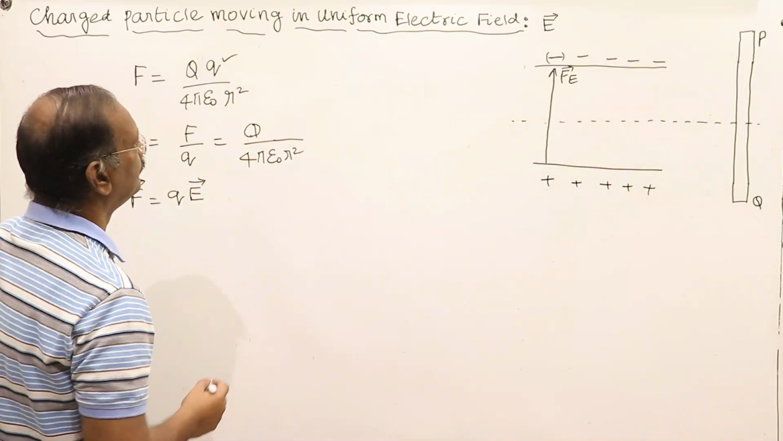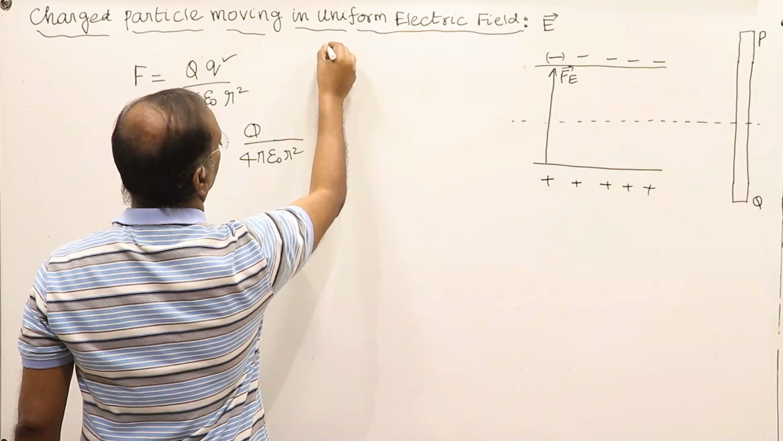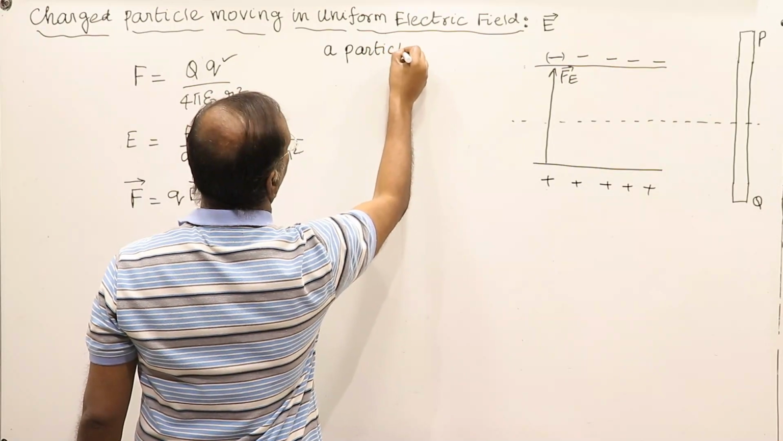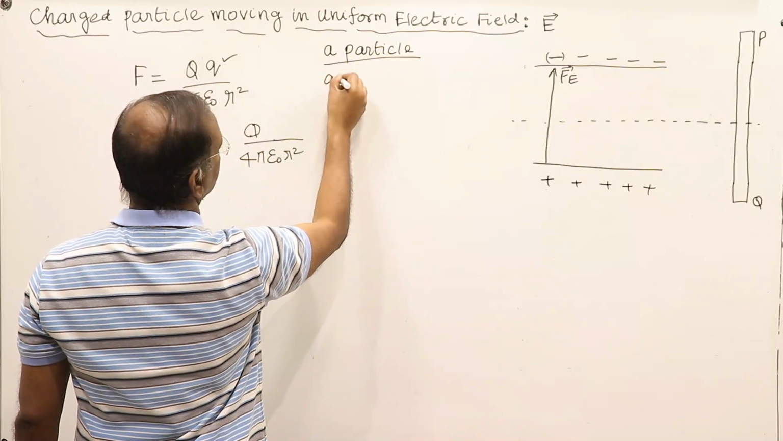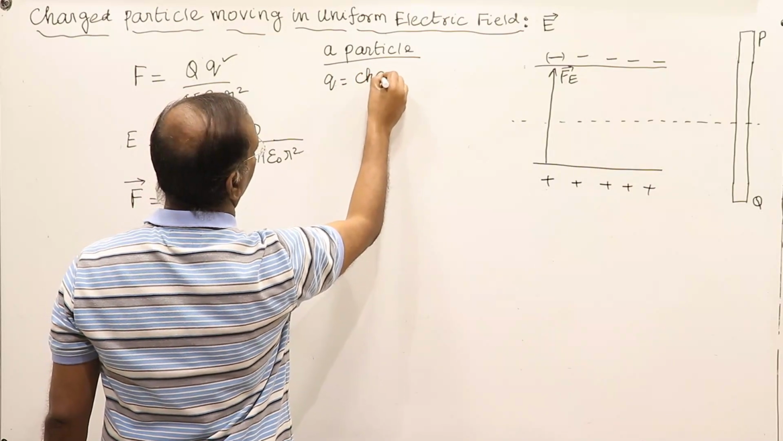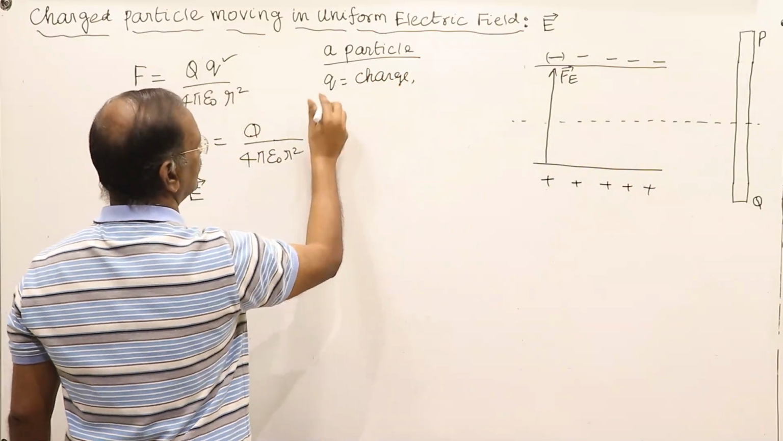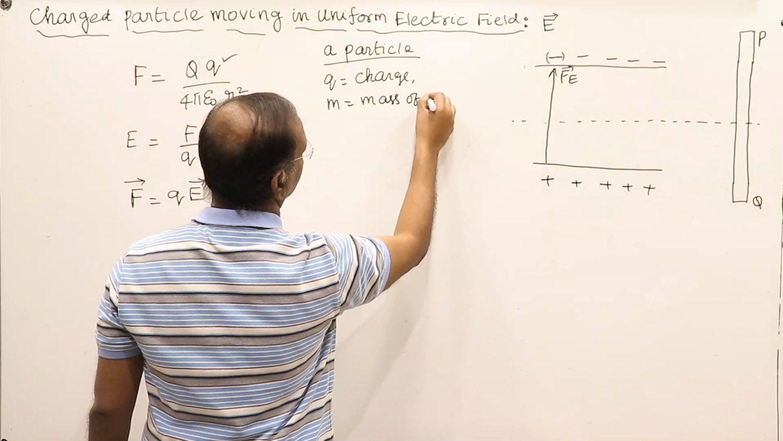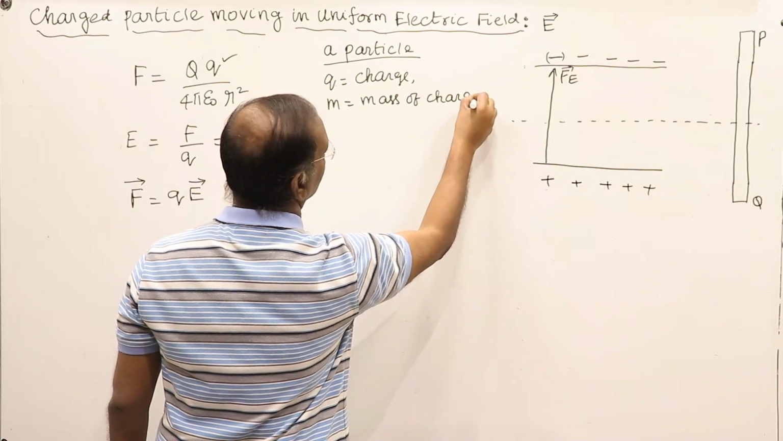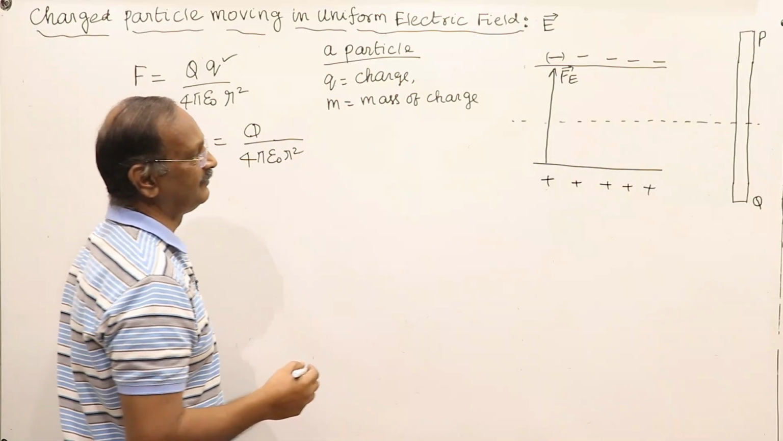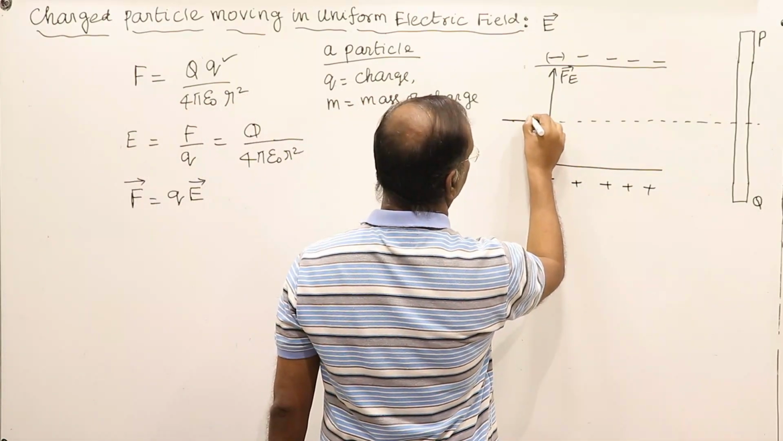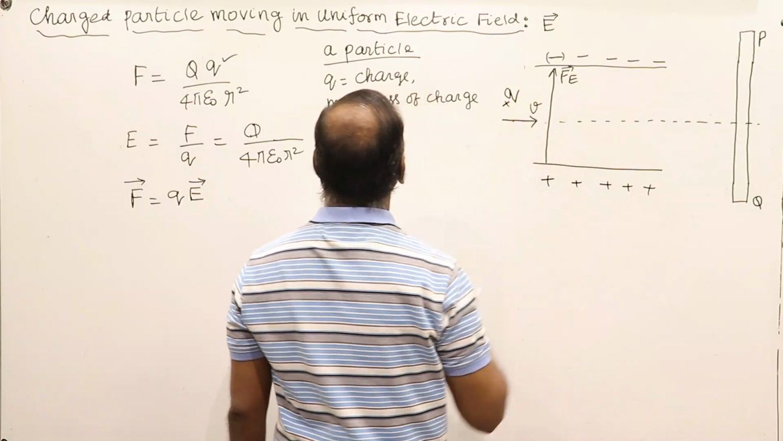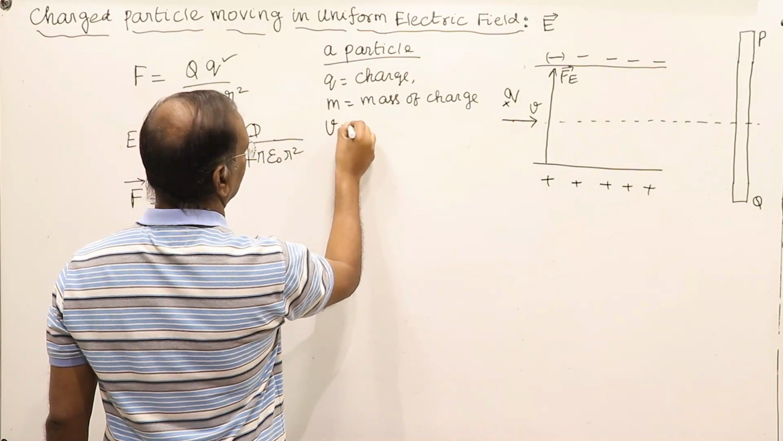Now let us consider a particle of positive charge. Generally, the particle has charge Q, M is its mass, and it is moving with a velocity v in the electric field. This is a positive charge, and v is the velocity of the particle.